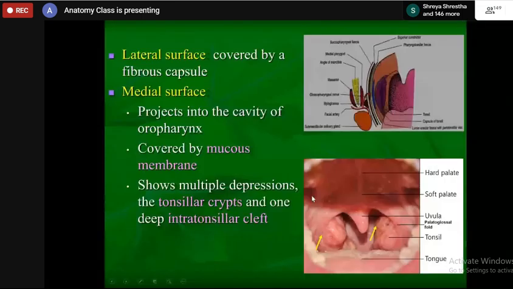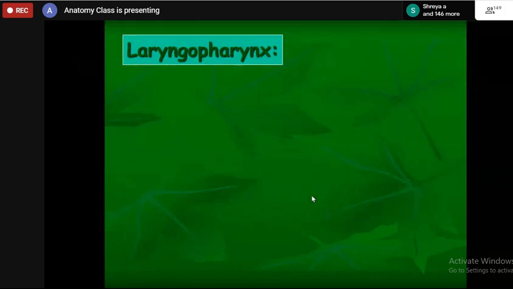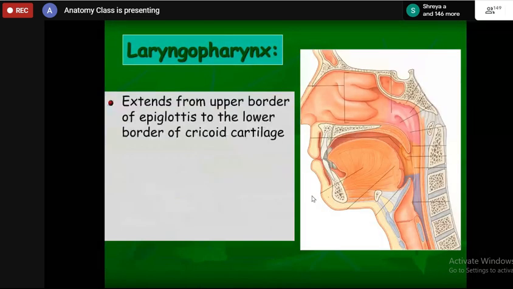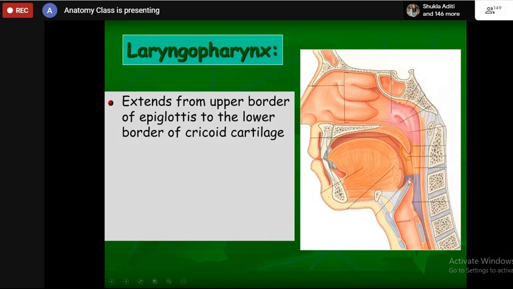The next is the laryngopharynx. Now, what is the extent of the laryngopharynx? What you have to explain is only this part, the blue one. This will extend from the upper border of the epiglottis to the lower border of the cricoid cartilage. Our respiratory system has already been covered, and in the respiratory system, these are the cartilages of the larynx. This one is the lower border of the cricoid cartilage. Up to here, the whole is the laryngopharynx.